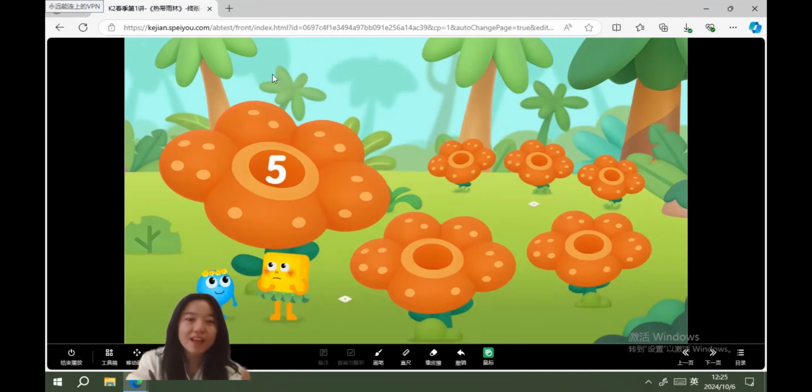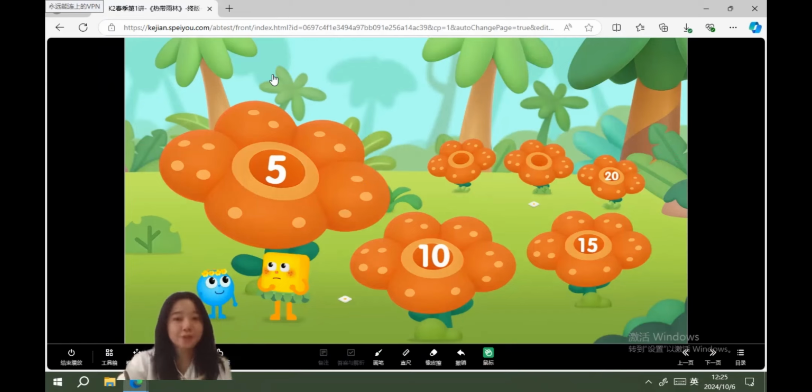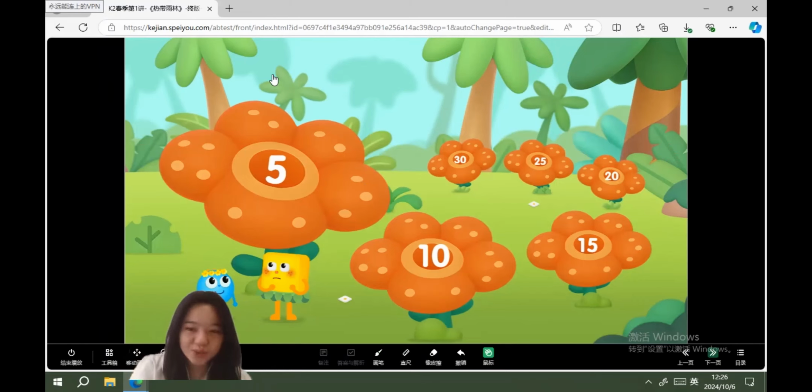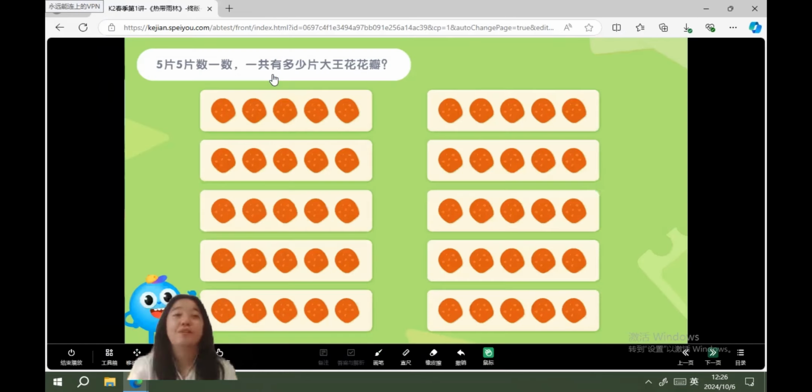First 5, 2 5s makes 10, 15. Another 5, 20. Another 5, 25. Another 5, 30. Yeah, as you can see, when we count by 5, there is a rhythm, so that is easy to count. 5, 10, 15, 20, 25, 30. So in this case, when we count by 5, it is much quicker.